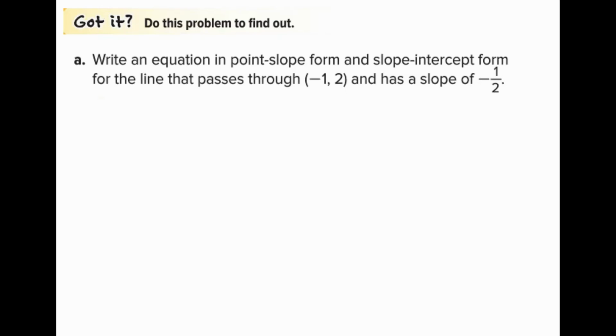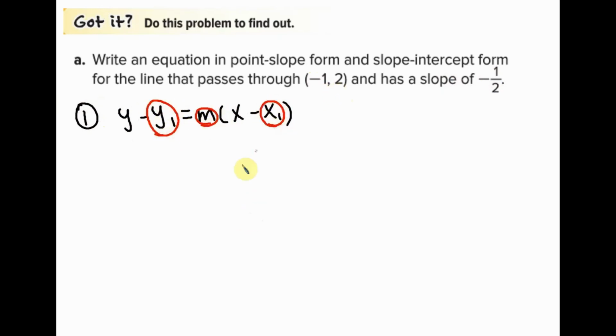To practice one more time, write an equation in point-slope form and slope-intercept form for the line that passes through -1, 2 and has a slope of -1/2. They are asking you to write two different forms where you are given a point and a slope. The easiest one to begin with will be point-slope form, where you will just be plugging in a point and slope. Point-slope form is y minus y1 is equal to m times x minus x1. In this case, you are supposed to replace three numbers, y1, m, and x1.